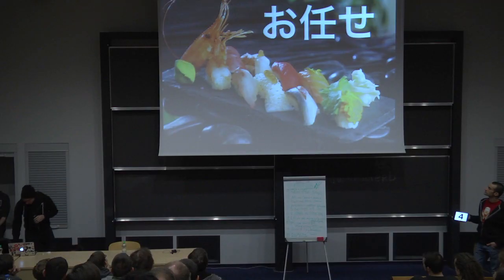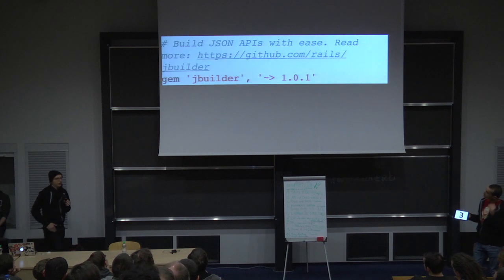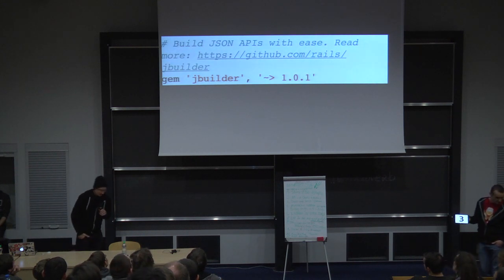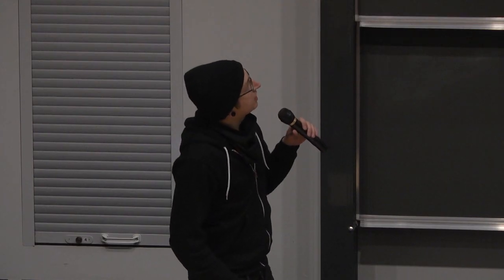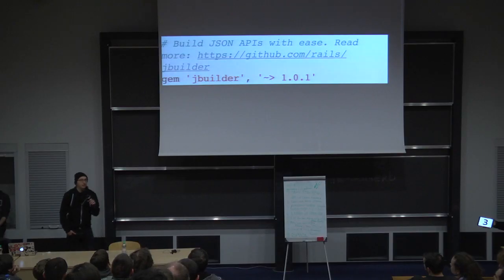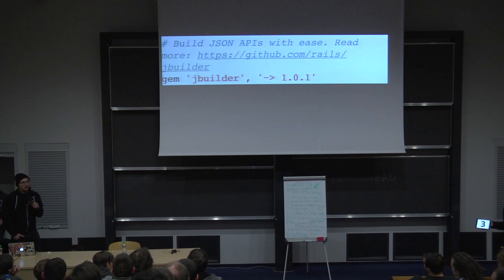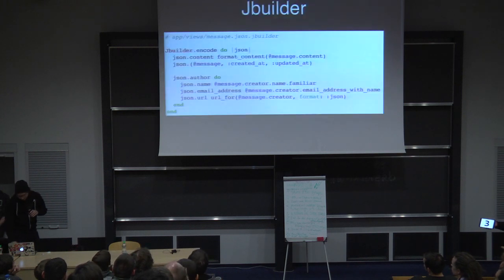And first, let's talk about what is omakase, apparently. As of Rails 4, if you build a new Rails 4 application, you will get gem JBuilder in your Gemfile. As it says, build JSON APIs with ease. This is included but commented out in Rails 3, if you've noticed. JBuilder lets you build JSON for your APIs, and it looks like this.